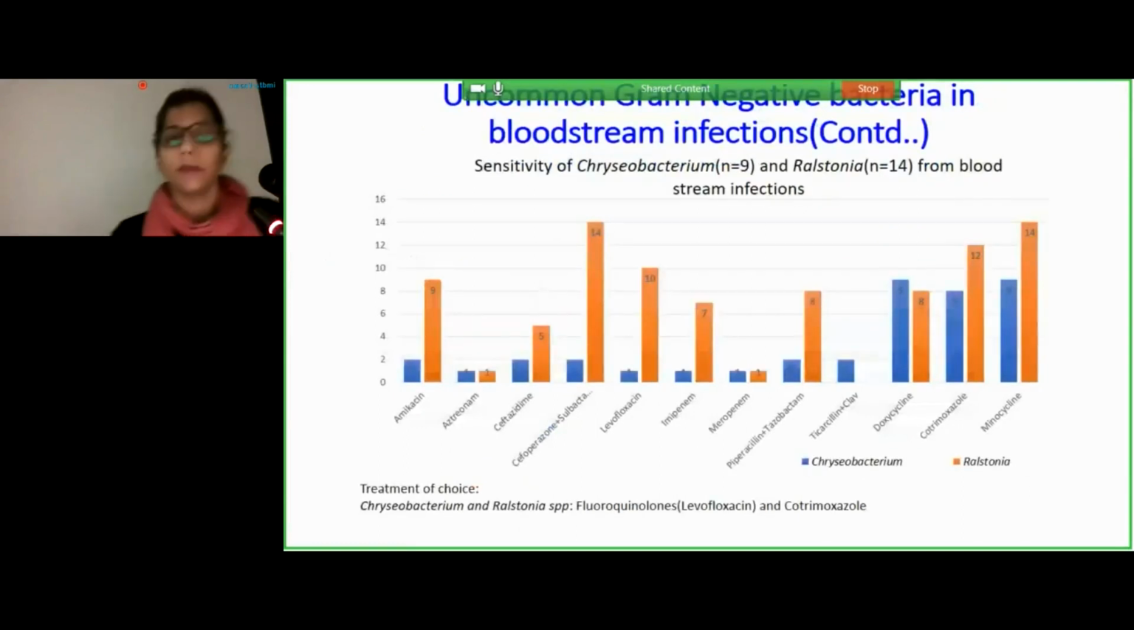Coming on to the sensitivity patterns of isolates, if you look at the blue column which shows the Rhizobacterium, out of total 9, the maximum sensitivity was seen for doxycycline and phenolcycline, followed by cotrimoxazole. Again, for Ralstonia, which is shown by the orange column, out of total 14 isolates, the maximum sensitivity was seen for phenolcycline, levoperazole sulbactam combination, followed by cotrimoxazole, followed by levofloxacin. And in the literature also, it has been mentioned that for these agents, the treatment of choice are fluoroquinolones and cotrimoxazole.